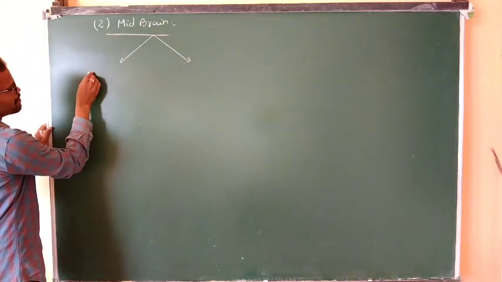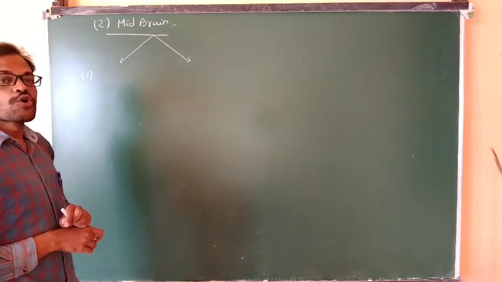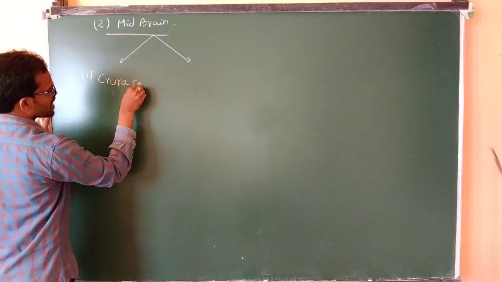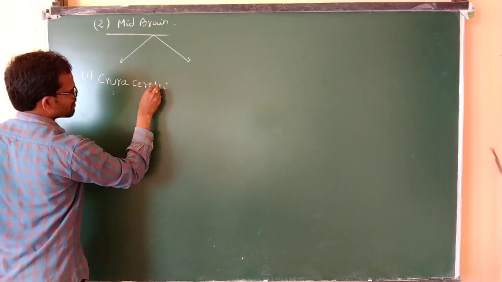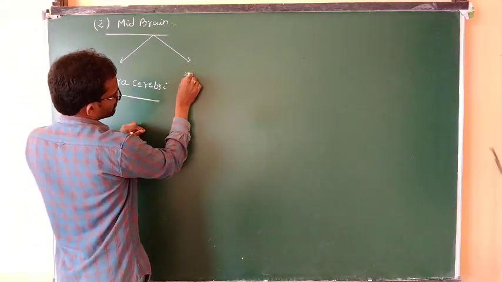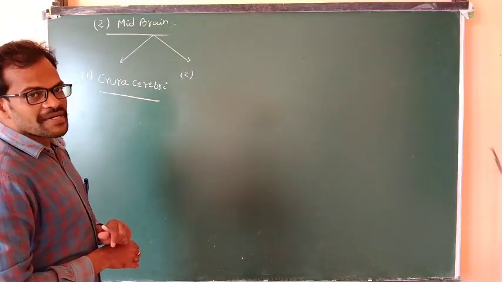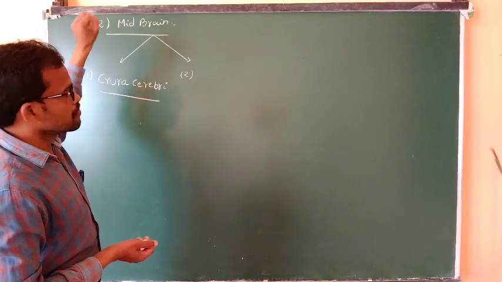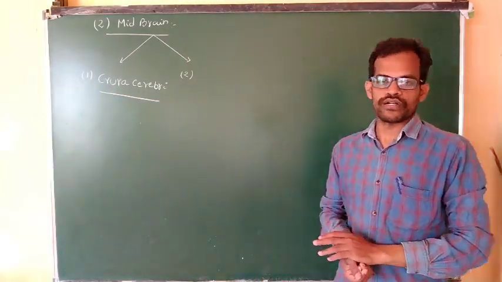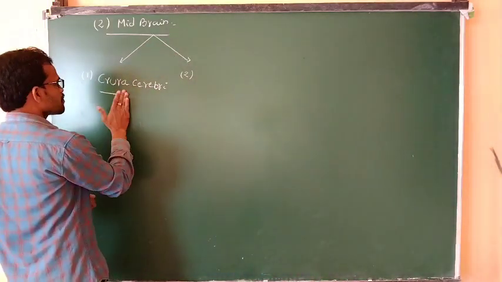The first part of the midbrain is known as crura cerebri. What is the first part of the midbrain? Crura cerebri. The second part of the midbrain is the second part of the brain. The midbrain consists of two important parts. The first part is crura cerebri.